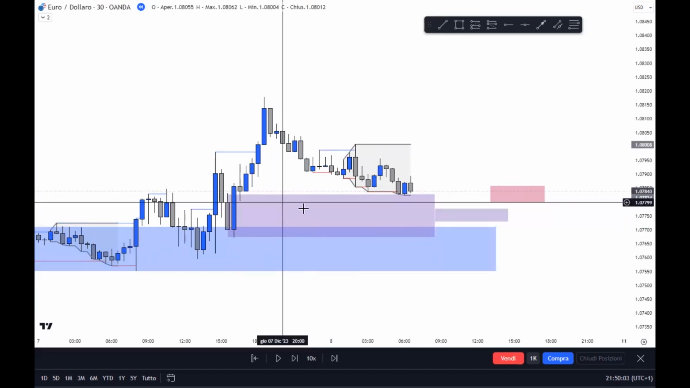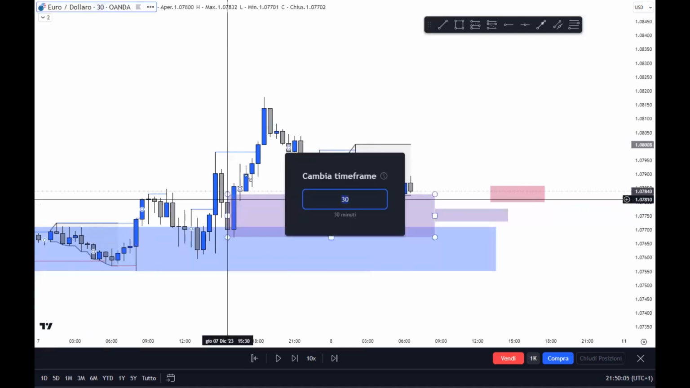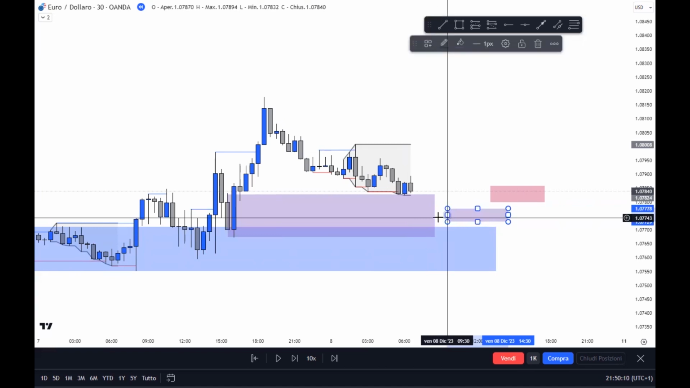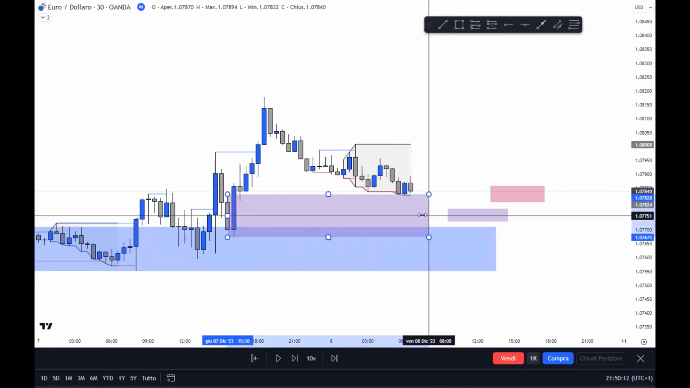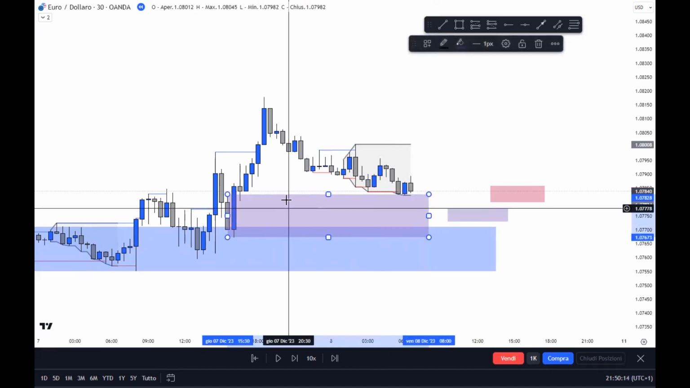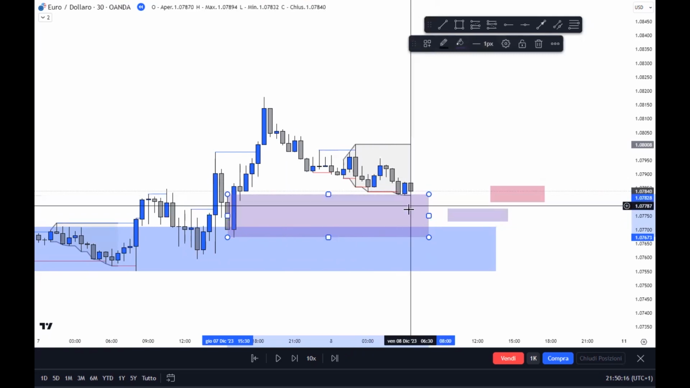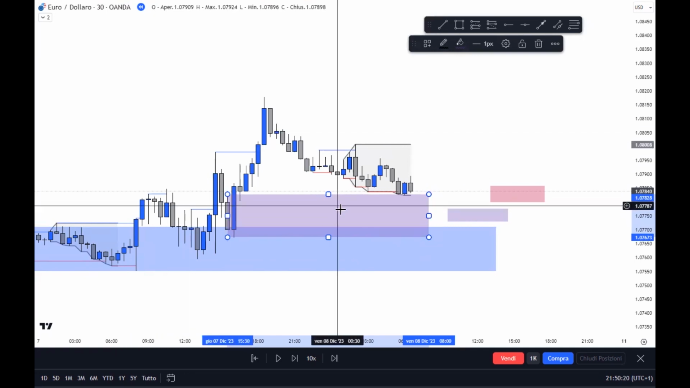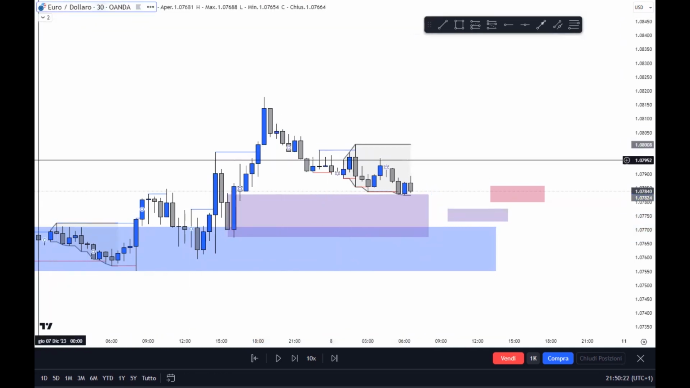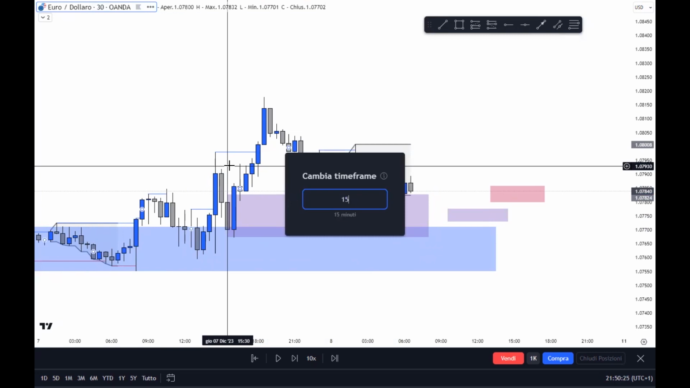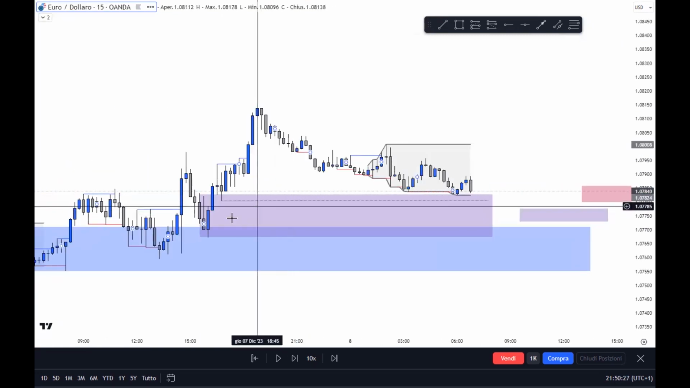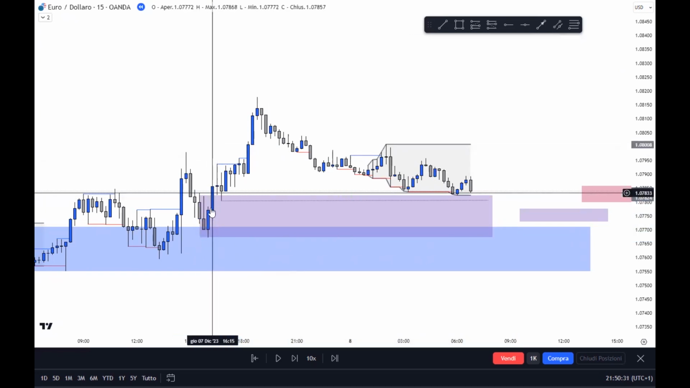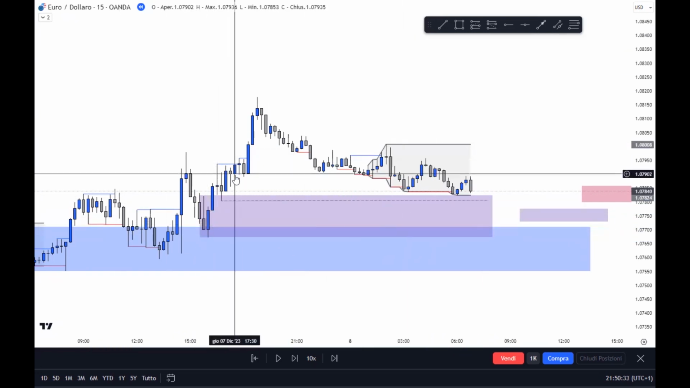I did a refinement in 15 minutes of this area down here, this one, right? Because this is my order block that I should be waiting for the price to tap into and find some long position. So the refinement I did in the 15-minute time frame is pretty much the same. So for me, it was perfectly okay.